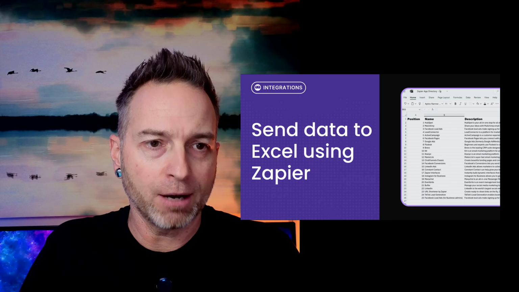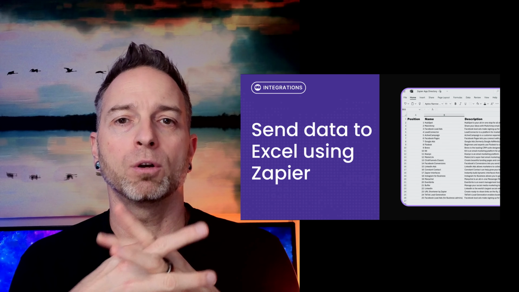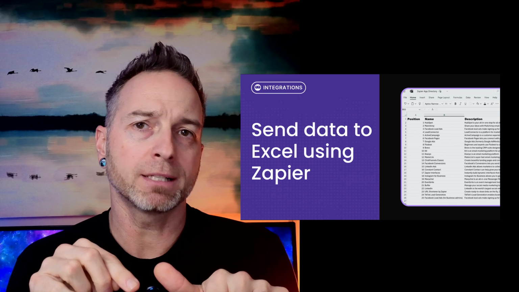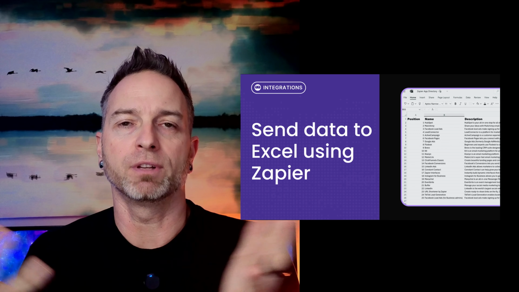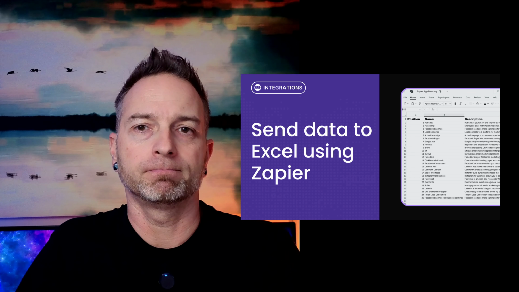So that is how to set up Excel to get data from a robot using Zapier. Hopefully you found this helpful, and we'll see you in the next one.